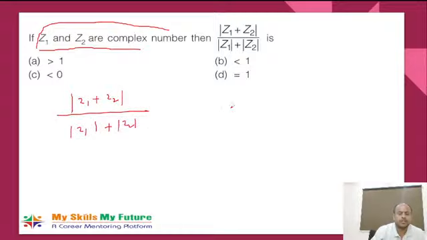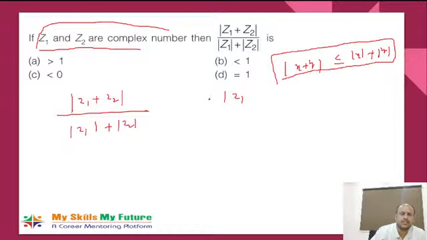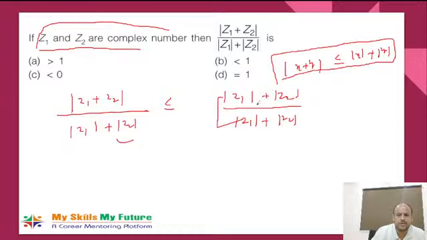You know that using the triangle inequality, mod of x plus y is less than or equal to mod x plus mod y. This is our triangle inequality. Using this I am going to write: mod of Z1 plus Z2 is less than or equal to mod Z1 plus mod Z2. In the denominator, whatever we have, the same I will write here: mod Z1 plus mod Z2. Observe here, this value is the same, so it gets cancelled. The answer is less than or equal to 1, meaning less than 1 or equal to 1. Any one possibility is there.